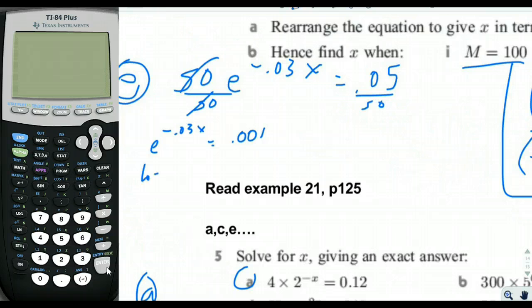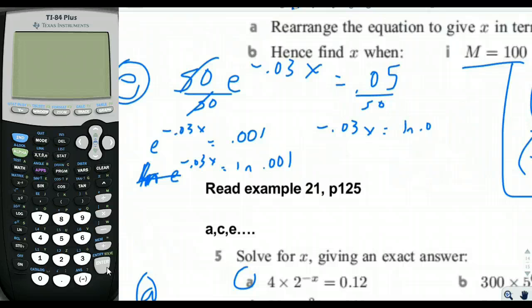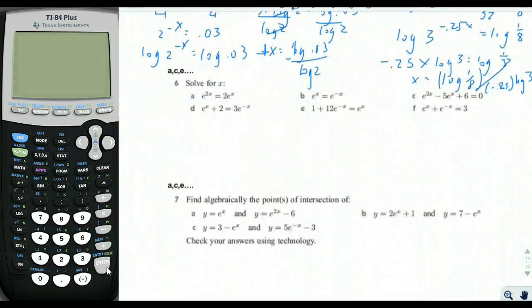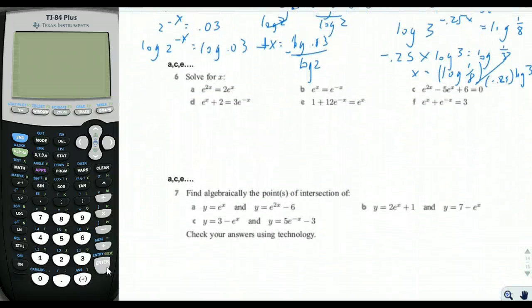Let's take the natural log because since it's an e, the natural log is going to work out better. So then we have natural log and e cancel out. So then you get negative 0.03x is equal to the natural log of 0.001. Then you have x is equal to the natural log of 0.001 divided by negative 0.03. Okay? All right. We're getting close to the end here.